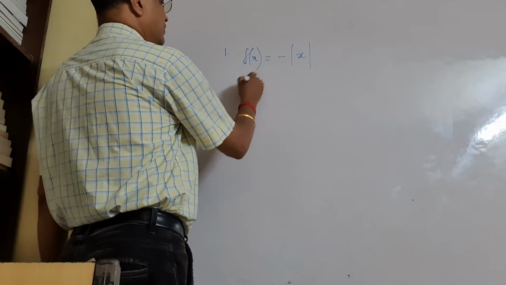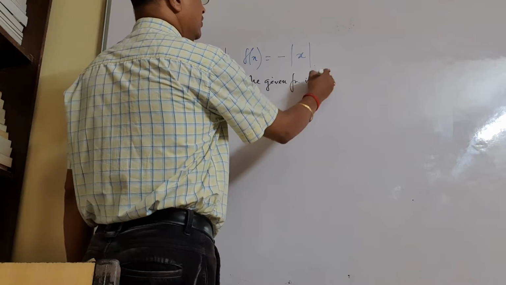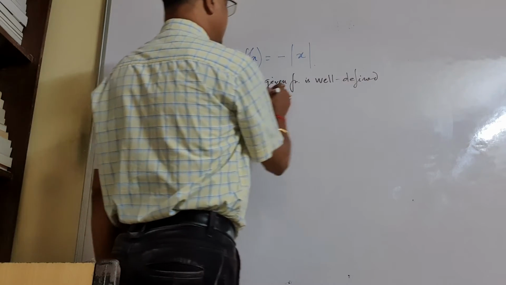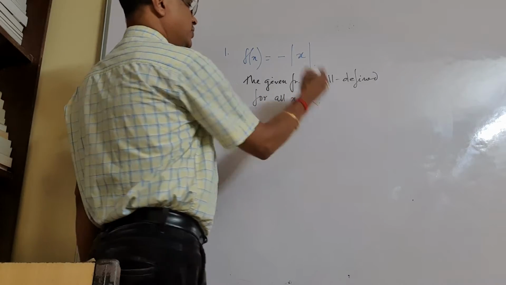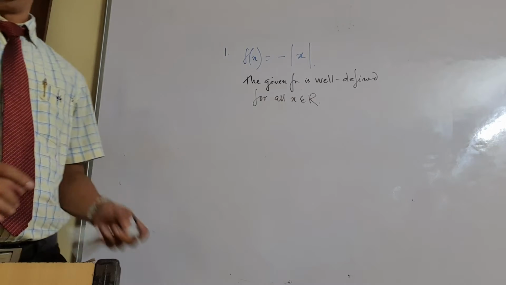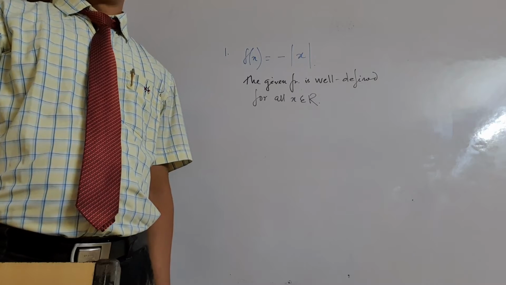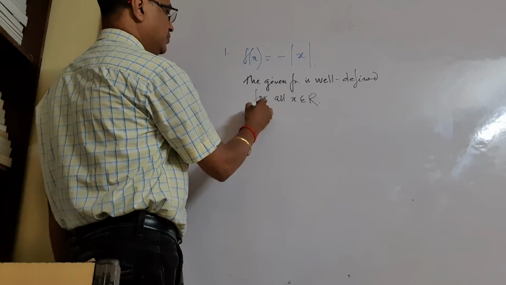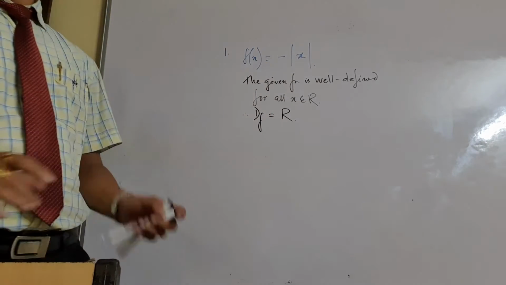The given function is well defined for all x belongs to R. If you take x as any real value, the given function is well defined. There is no number for which the function is not defined. So what is the domain of the function? Therefore, the domain of this function is R.